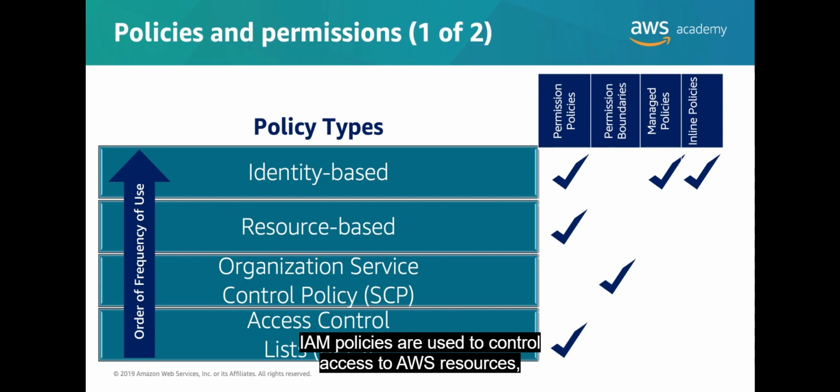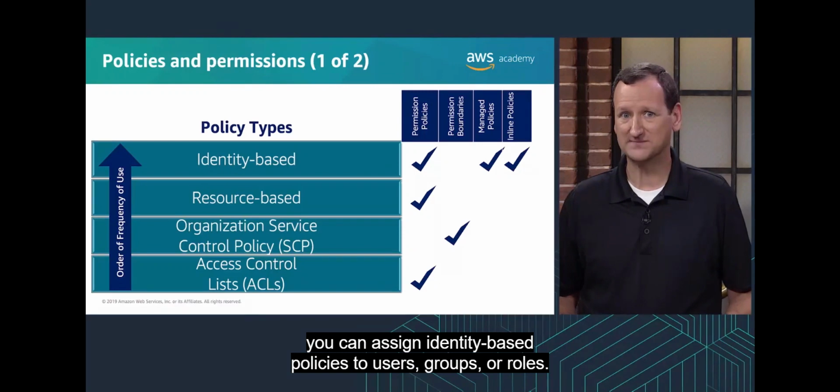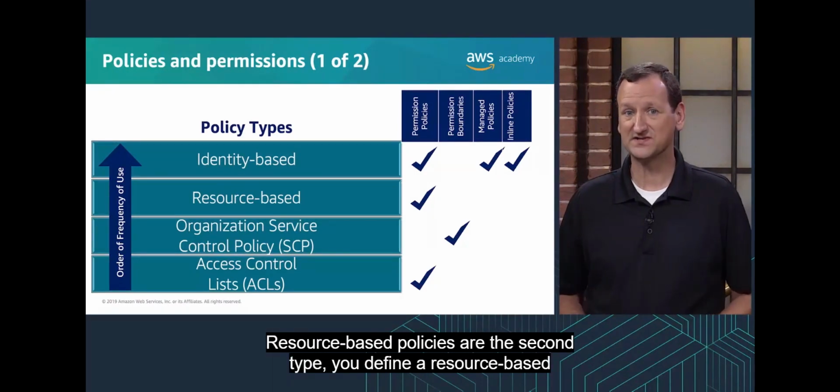IAM policies are used to control access to AWS resources. There are 4 types of policies. First, there are identity-based policies. You can assign identity-based policies to users, groups, or roles. Resource-based policies are the second type.